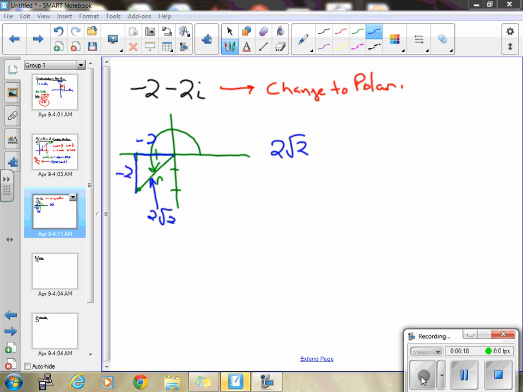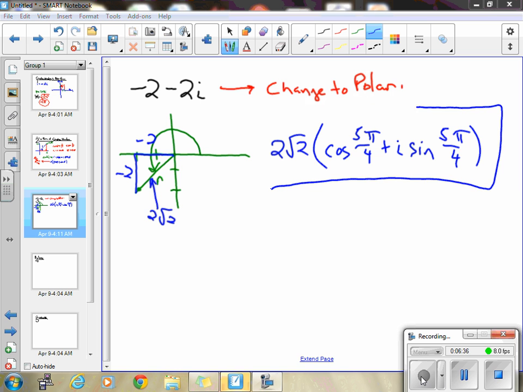So my form is going to be 2 radical 2, because that's the length of r, times the cosine of 5 pi over 4 plus I times the sine of 5 pi over 4. And that's the polar form. So that is having changed rectangular form into polar form, one of the things that you're going to be asked to do.